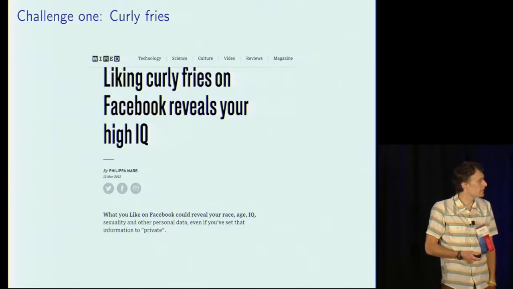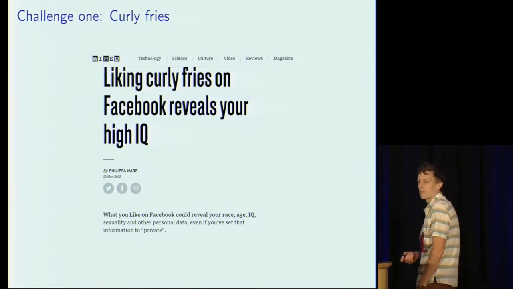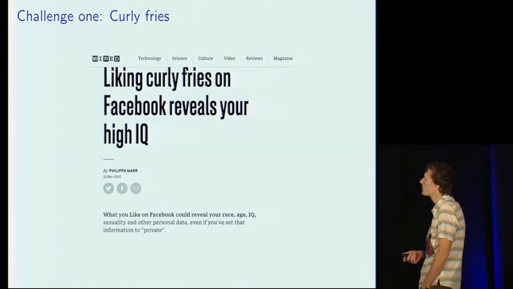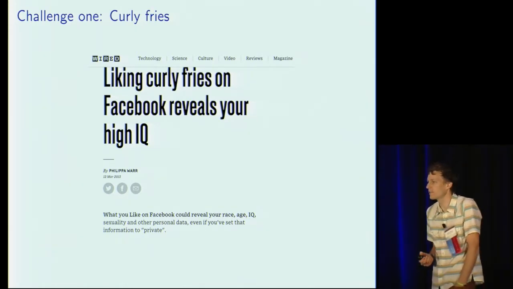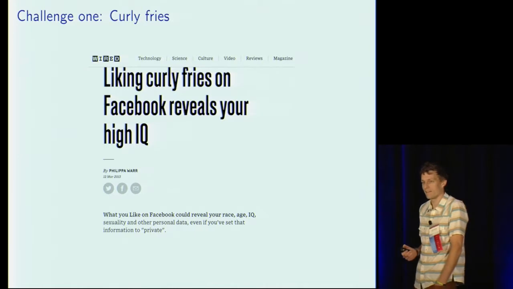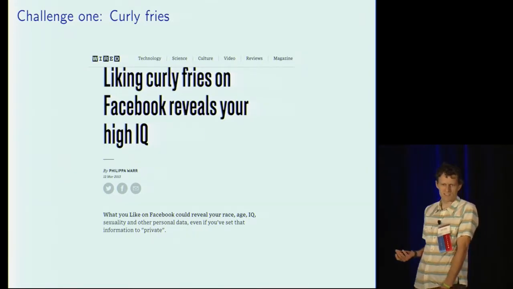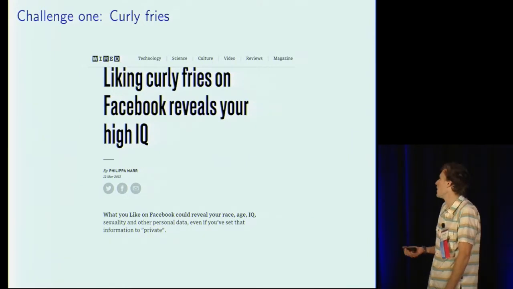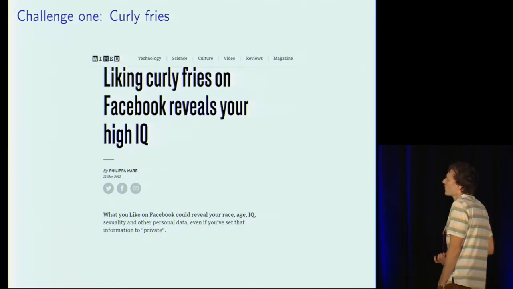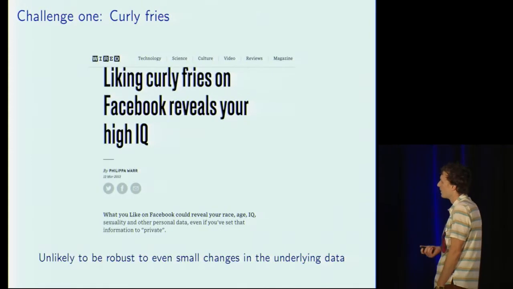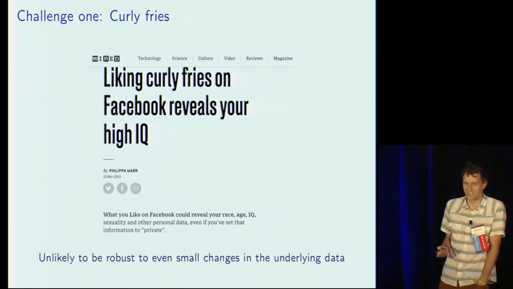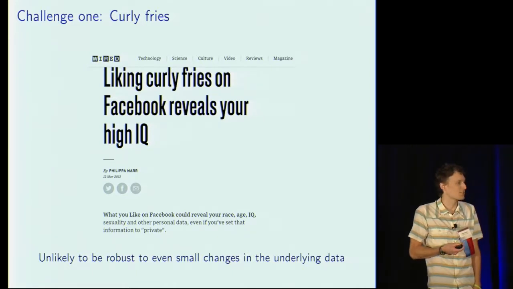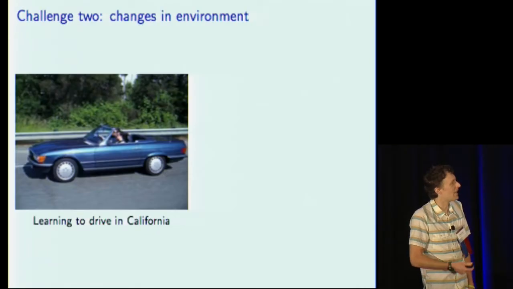The first one is that I read this in Wired a couple of weeks ago. Liking curly fries on Facebook reveals your high IQ. I think there's some nods in the audience, maybe. I don't know. Maybe you guys have experience with this. But to me, this suggests a failure of reporting. But also, this just seems unlikely to be robust to small changes in the underlying data, right? It seems fairly clear that curly fries and intelligence should be more or less independent.